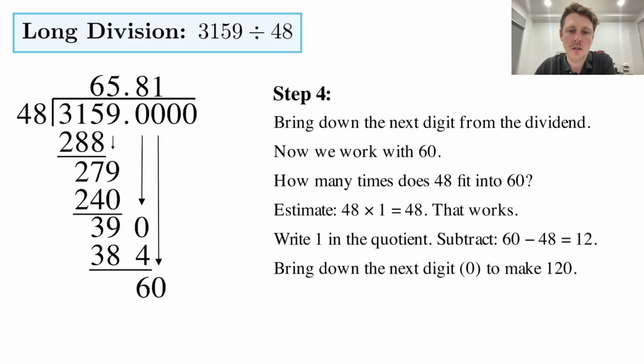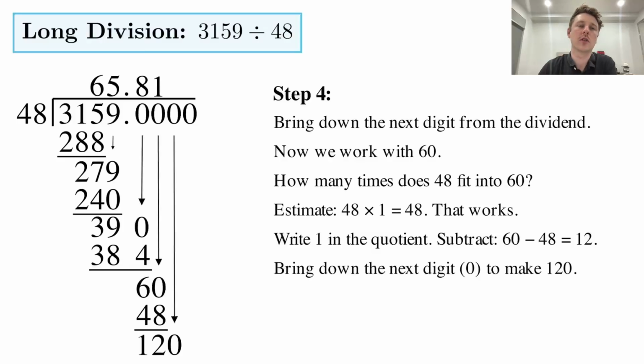And then we ask ourselves, how many times does 48 fit into 60? Well, that's just once, and there's going to be a remainder of 12. So we put that 12 down there, and then we bring the 0 down, and we get 120. And so now we're working with 120. And you get the process. You continue that until you've worked out all the digits.